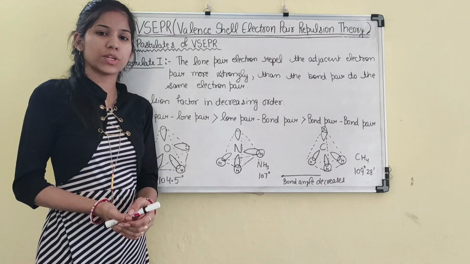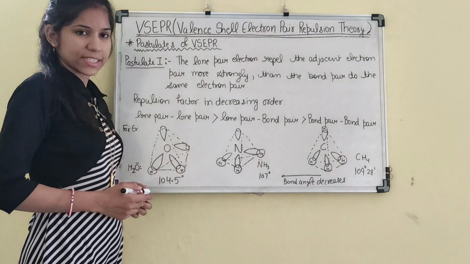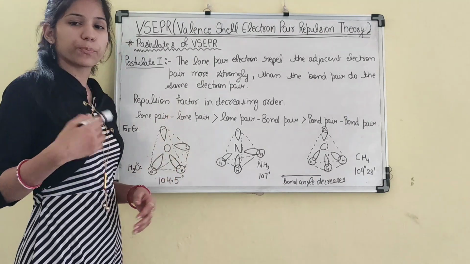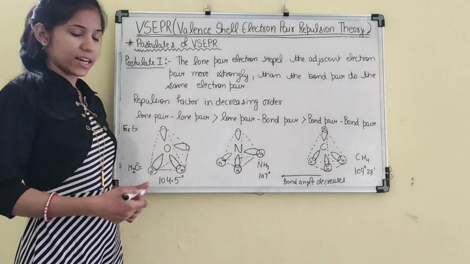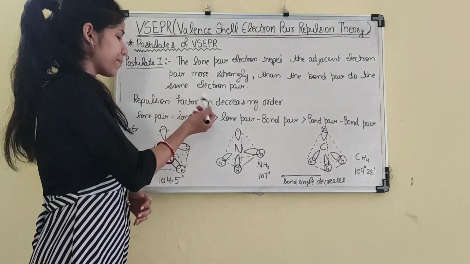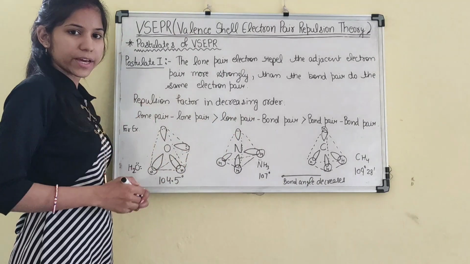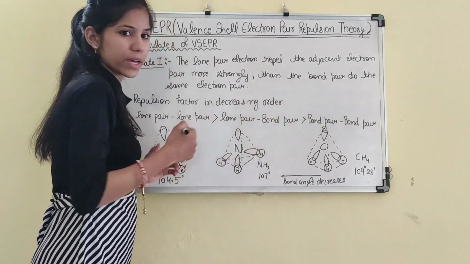Now we move on to the postulates of VSEPR. The first postulate is that the lone pair of electrons repels the adjacent bond pair more strongly than a bond pair repels the same electron pair. So, the repulsion factor in decreasing order is lone pair-lone pair repulsion, lone pair-bond pair repulsion, and bond pair-bond pair repulsion.